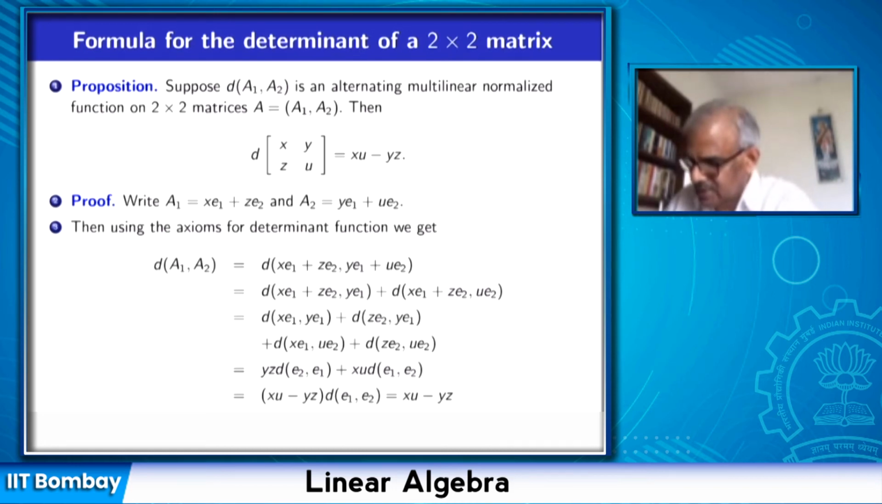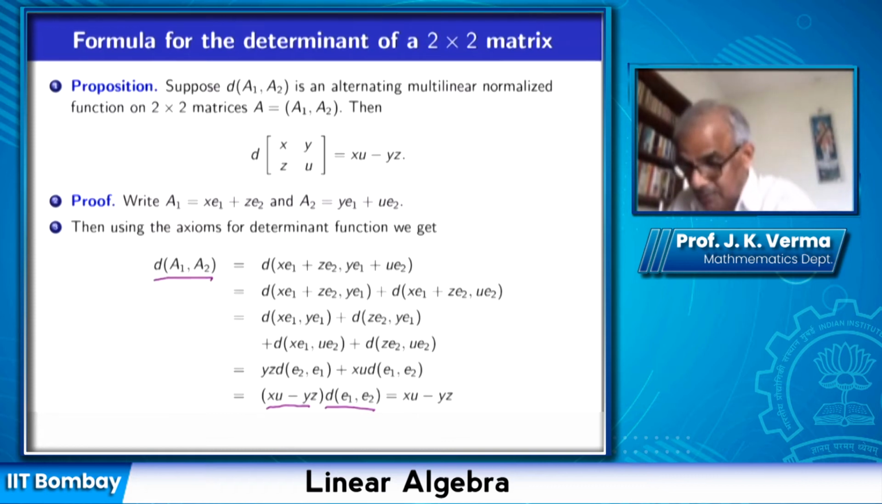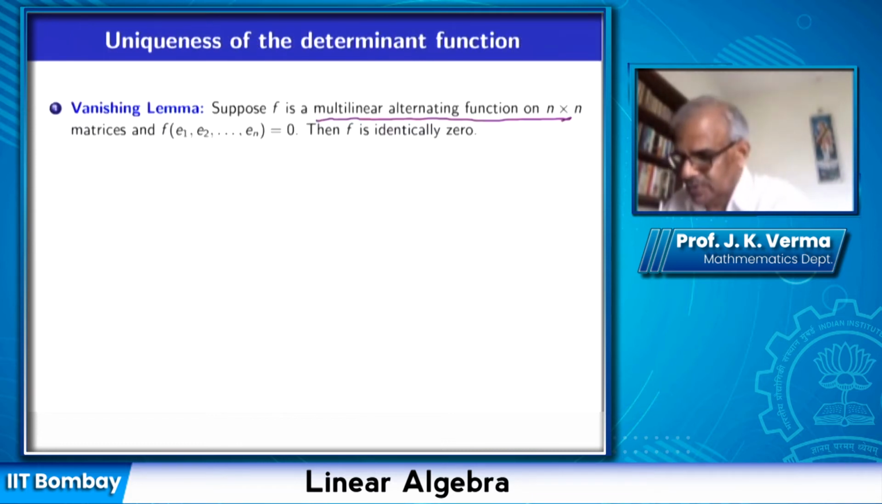In this 2 by 2 case, what we proved was that an alternating multilinear function on the space of 2 by 2 matrices is (xw minus yz) times d of e1 e2. So if d of e1 e2 is 0, it says that any alternating multilinear function is equal to 0. This now we want to prove for an alternating multilinear function on the space of n by n matrices. We already know the proof for 2 by 2 matrices.